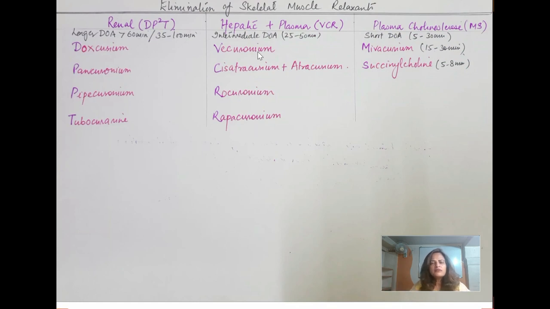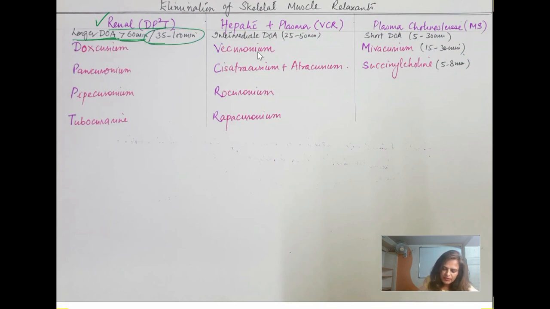Now that duration of action, it depends on what? It depends on the elimination half-life. In this slide, you can see the drugs which are mainly eliminated by the kidney, by the renal route, they have got longer duration of action, kitna? More than 50 minutes. You can write the range of 35 to 100 minutes.